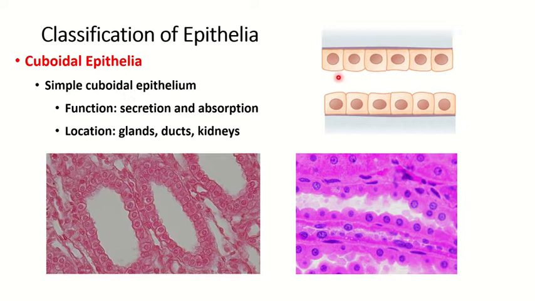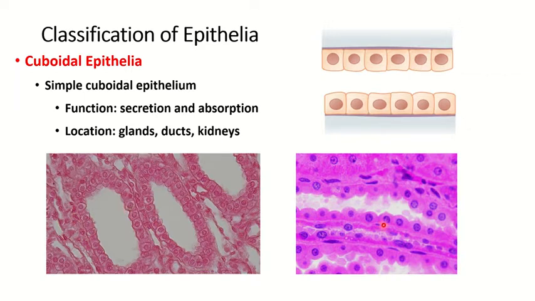Cuboidal can be one layer. So if there's one layer, it's called simple. That is for secretion and absorption, not for protection. So you can see it in the glands that produce different secretions, or in the ducts.